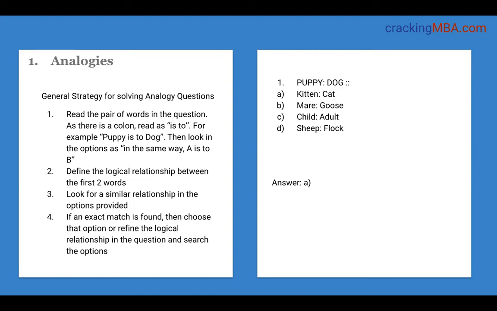In our case, we say puppy is a small dog. So the options which can match are kitten, cat, and in the earlier question we could see that it could be child, adult as well. But child and adult is very generic. So here we're going for kitten and cat because it's more specific and relates to the question. If an exact match is found, well and good, like in this case. But if it is not, then refine the relationship in the question and again search for the options.